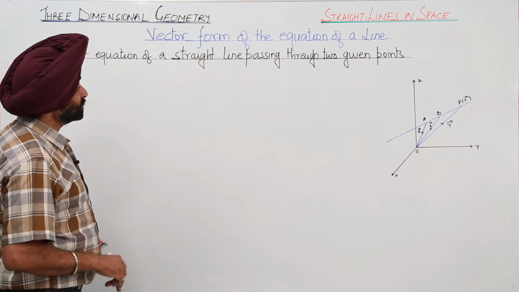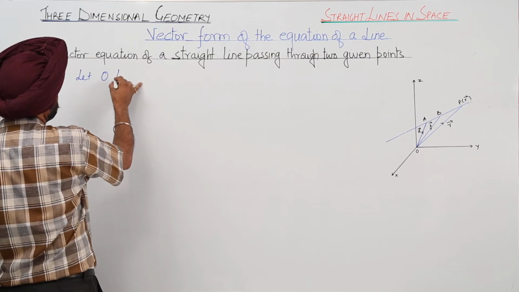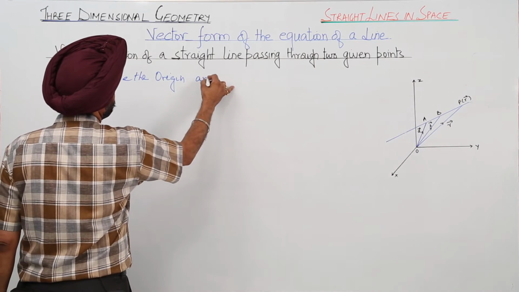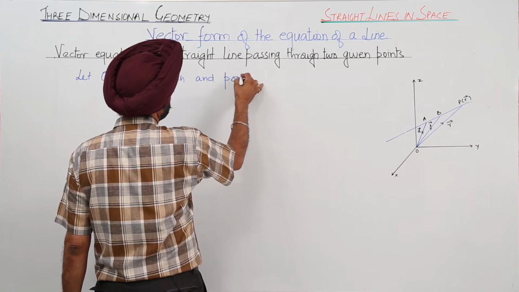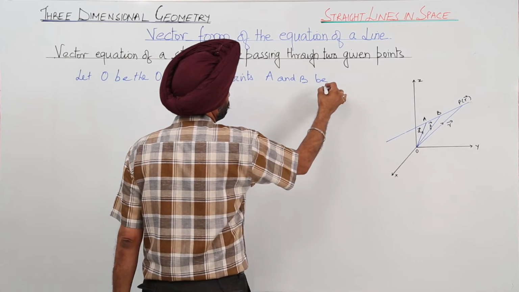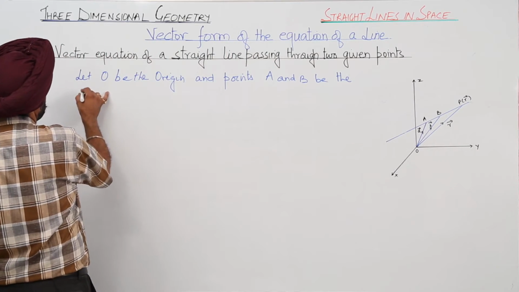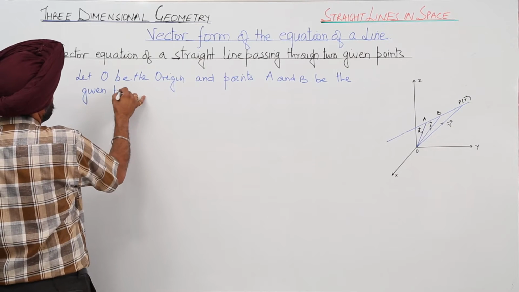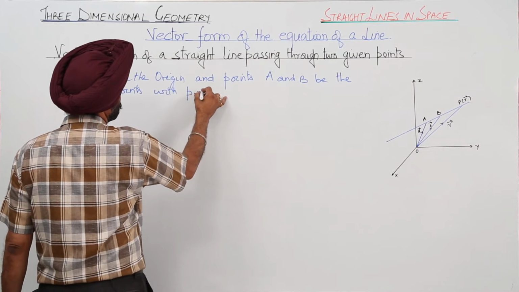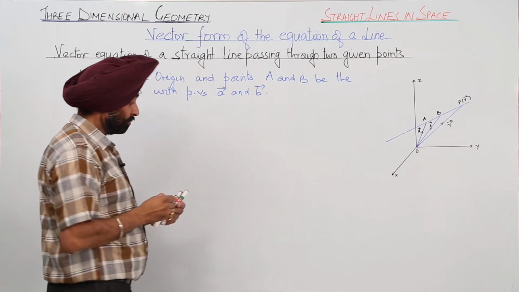Vector equation of a straight line passing through two given points. Let capital O be the origin and points A and B be the given points with position vectors vector A and vector B.